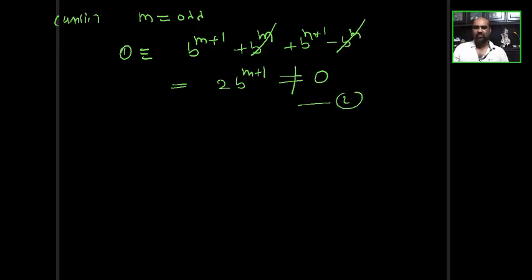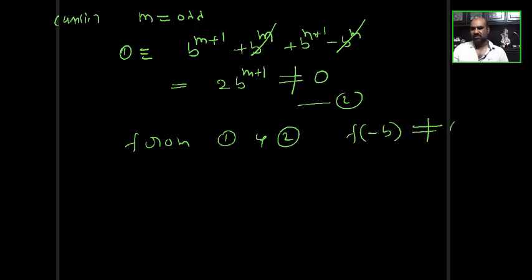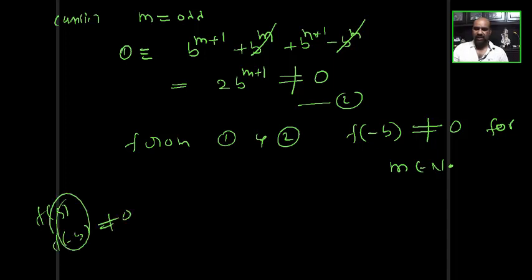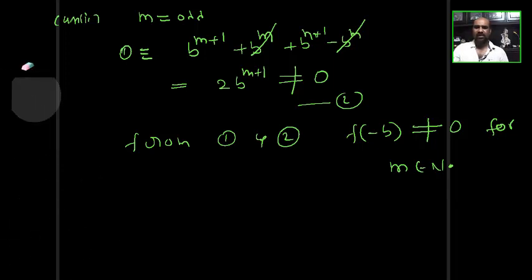From 1 and 2, what is the conclusion? F of minus b is not equal to 0 for m belonging to any natural number. What happened when I took f of a, I found f of minus b not equal to 0, meaning a plus b is not a factor of f of a. Now that I will write.